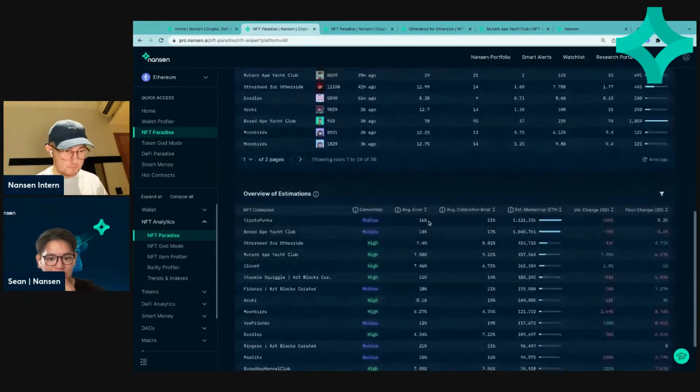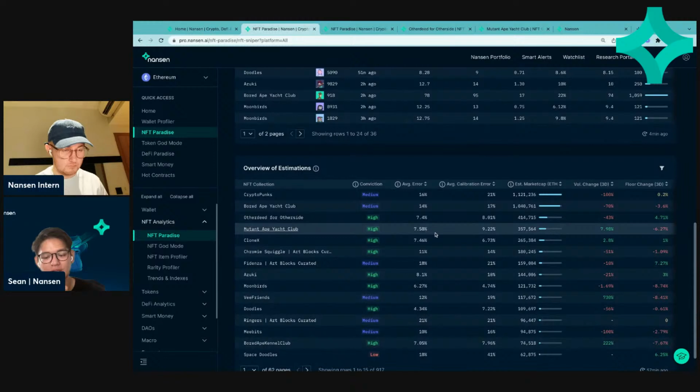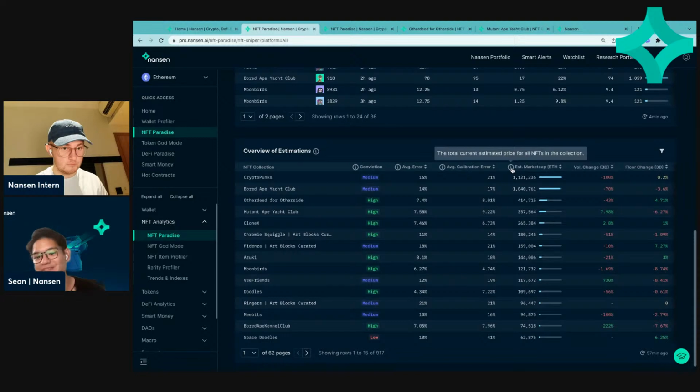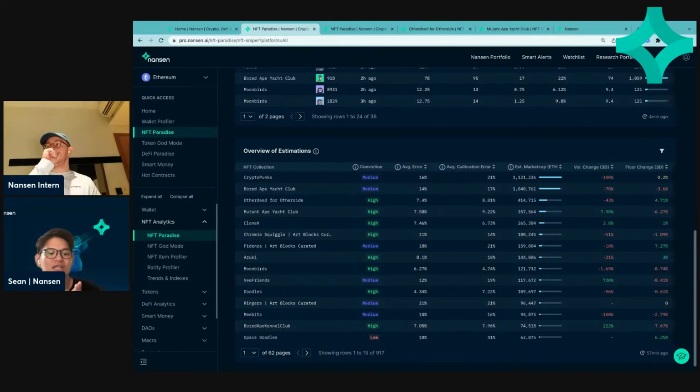So in the overview of estimations, you can see how the machine learning is performing across different collections. And over here, you see estimated market cap as well. I personally don't use market cap when I'm trading. I just look at the volume that's being traded. But what this estimated market cap is, basically, instead of calculating the market cap for a collection based on its floor price, we are looking at each individual NFT's worth in the collection and summing them up to give you a more accurate representation of market cap for NFTs.